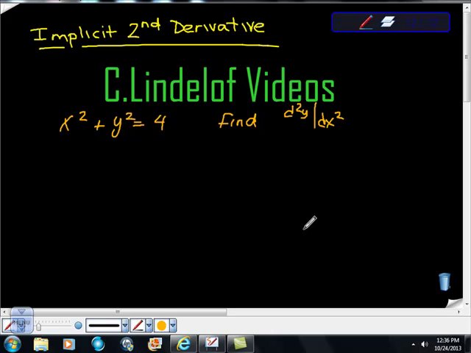So here we're given the equation x squared plus y squared is equal to 4, and we're asked to find the second derivative. Obviously, if I'm going to find the second derivative, I have to start with the first one. So let's start by finding the first derivative.